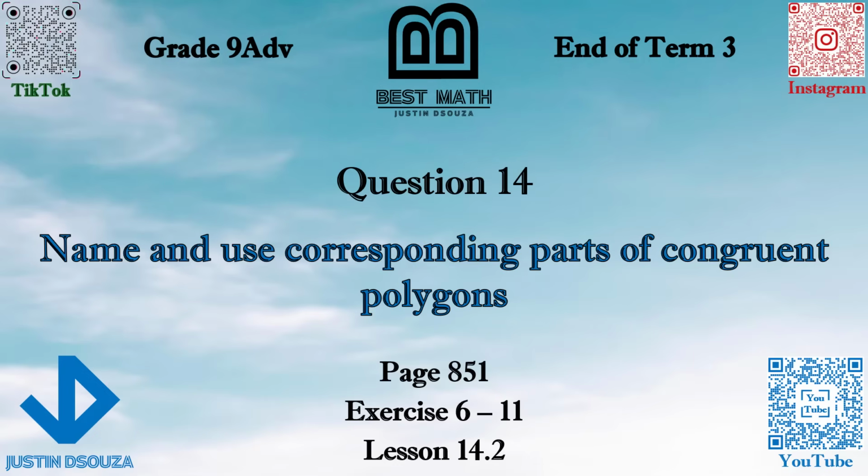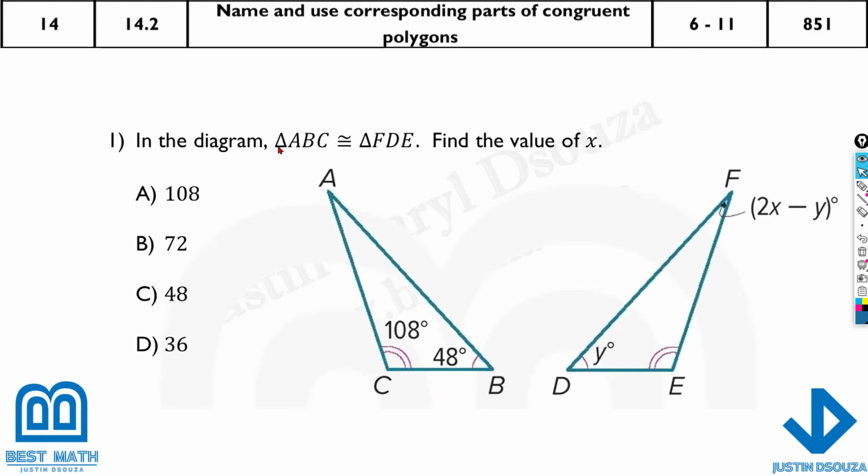In this question, you will solve for the corresponding parts of a congruent polygon. Here they have told triangle ABC is congruent to triangle FDE. What does this mean? Be very careful. Don't look at the figure at once. This means the first letters, the angles A and F, are equal. B and D are equal. Where is B? This one and this one are equal. So what is y degrees? B and D are equal, so y is 48 degrees.